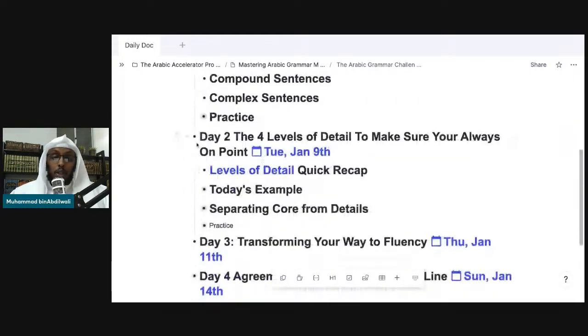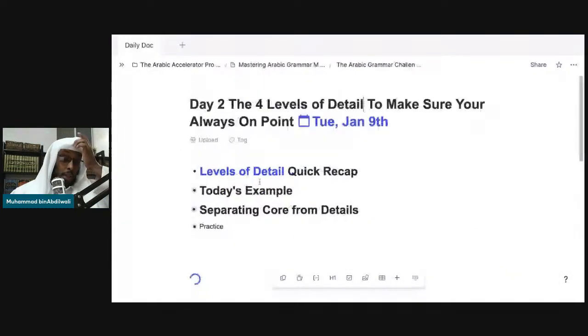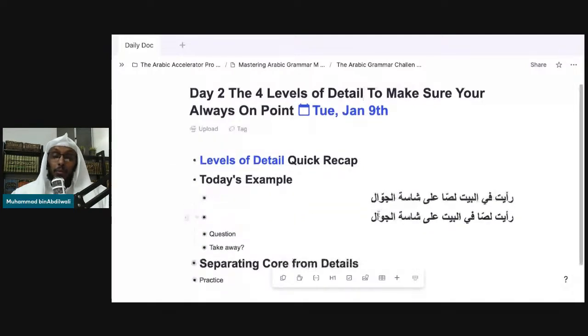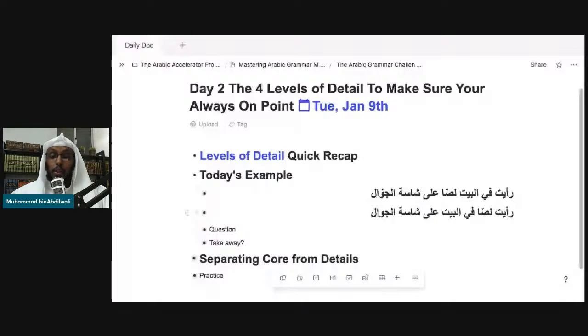Just like last session, today we're gonna have a sample that we're gonna focus on, and we're gonna try and understand everything through this sample. This example that I'm gonna give you right now is kind of like an explanation or, if you like, a demonstration of what we mean by core sentence and what we mean by added detail, right?